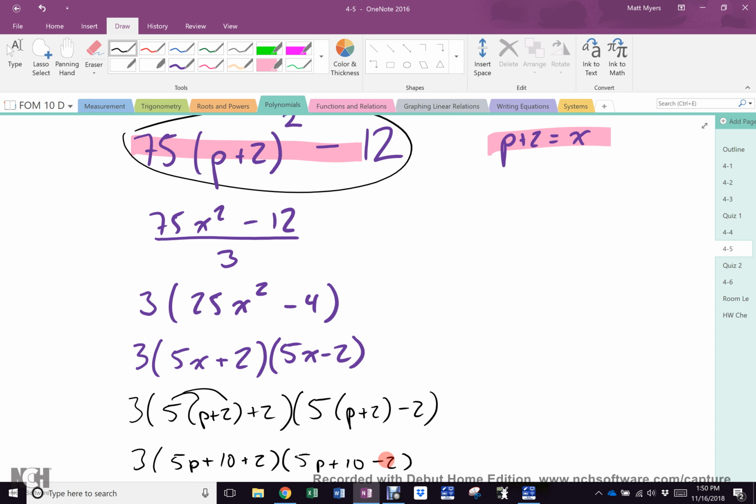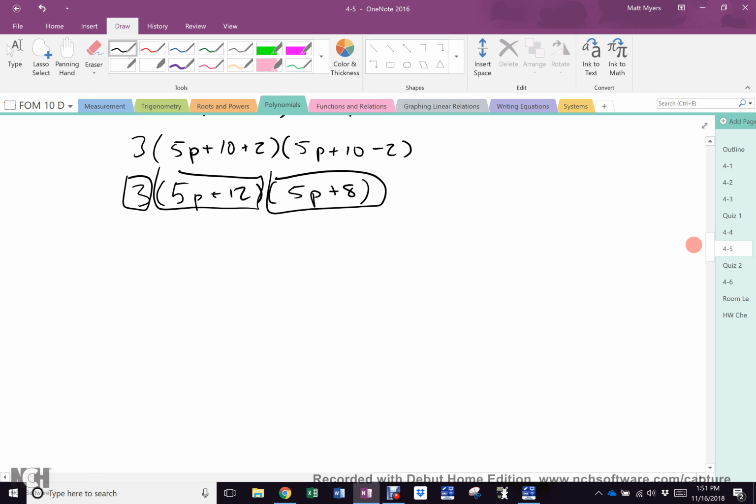Everybody good? So the answer. Keep going from that. No. That is something times something times something. That is factored. You have three factors now. I could expand it, but that wouldn't be factoring. Expansion is what we are trying to avoid. Is everybody good? What if I gave you this?